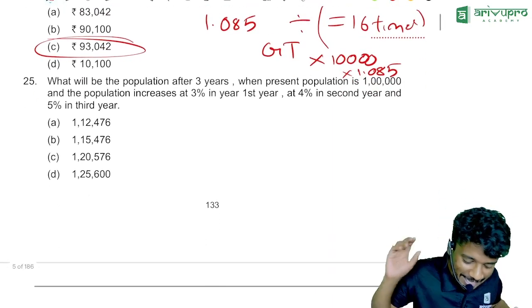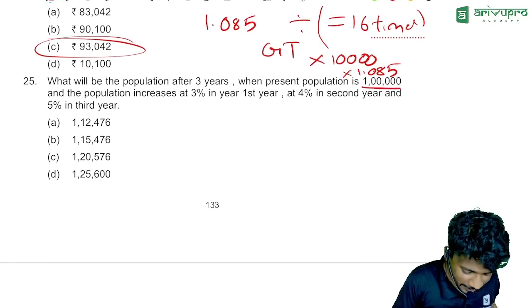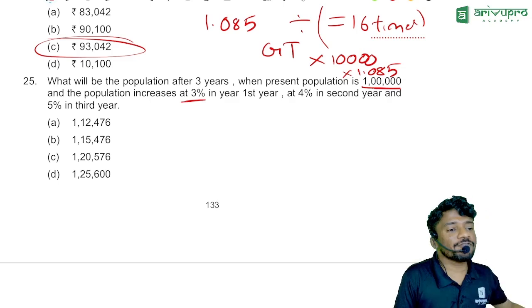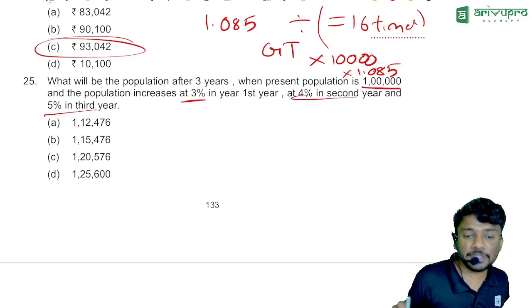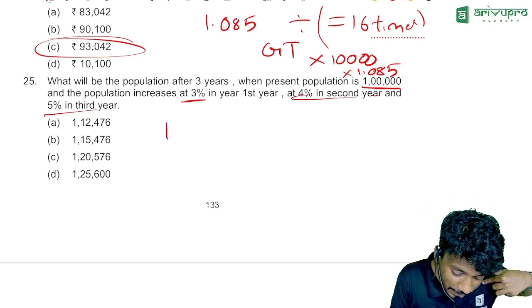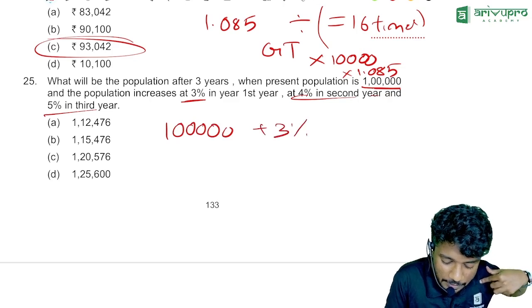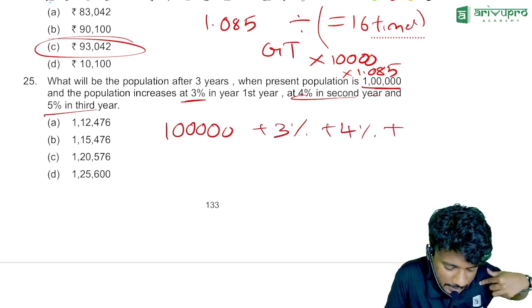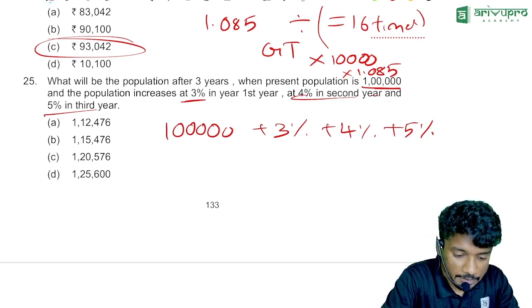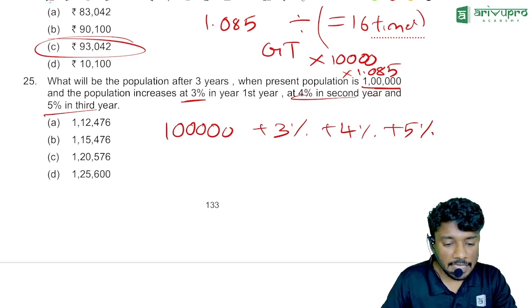Next question. What will be the population after 3 years when the present population is 1 lakh and the population increases 3% for the first year, 4% for the second year and 5% for the third year? What was the method we were doing? Type 1 lakh on your calculator plus 3% plus 4% plus 5%. You will get the answer.